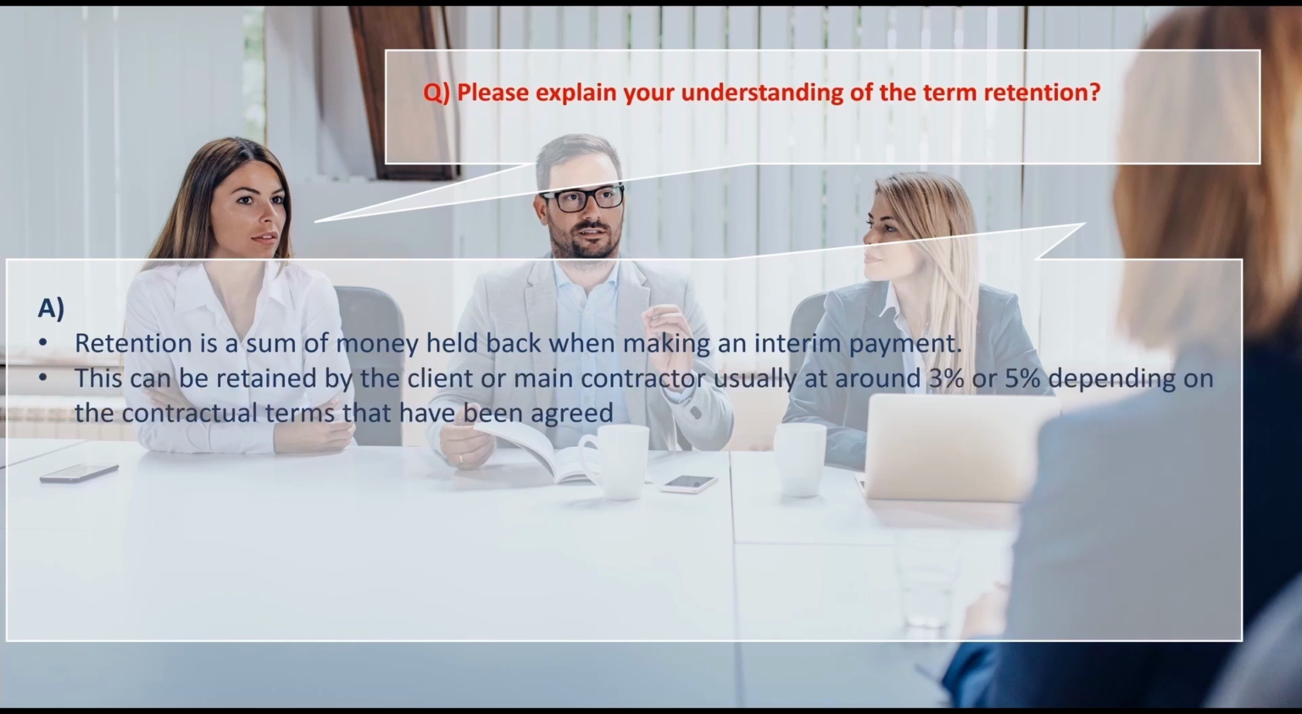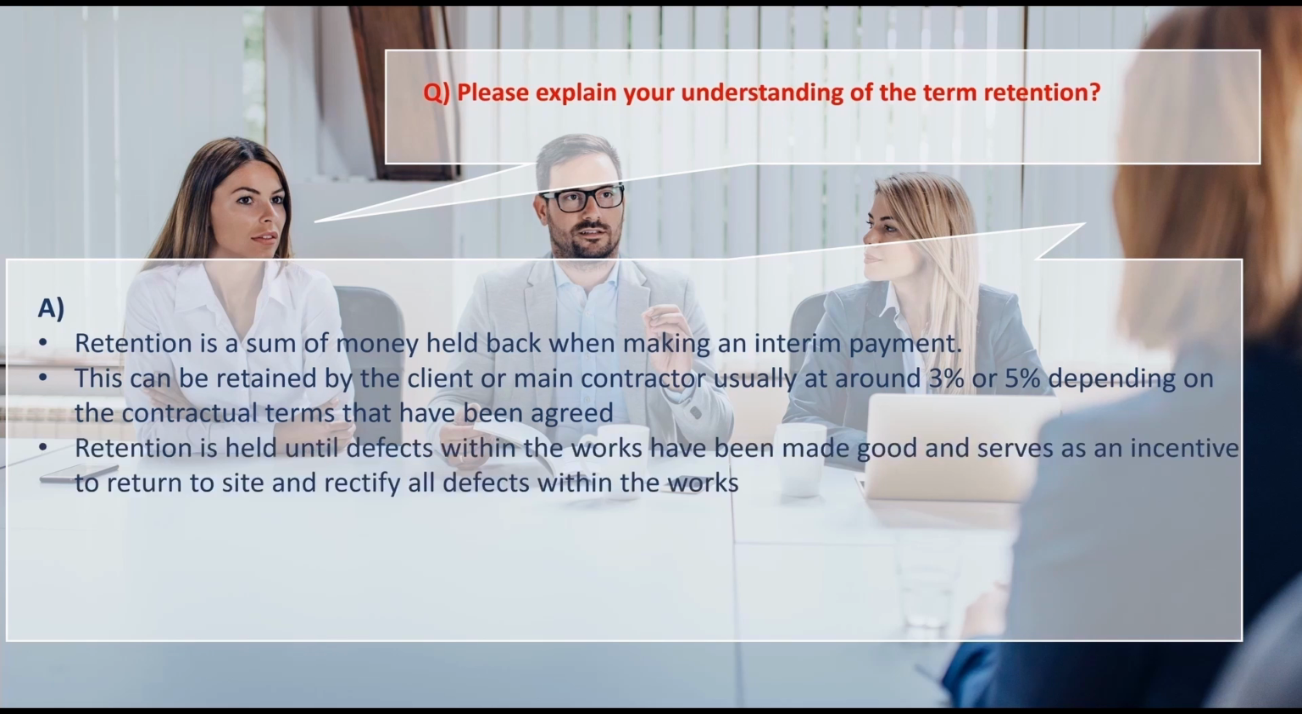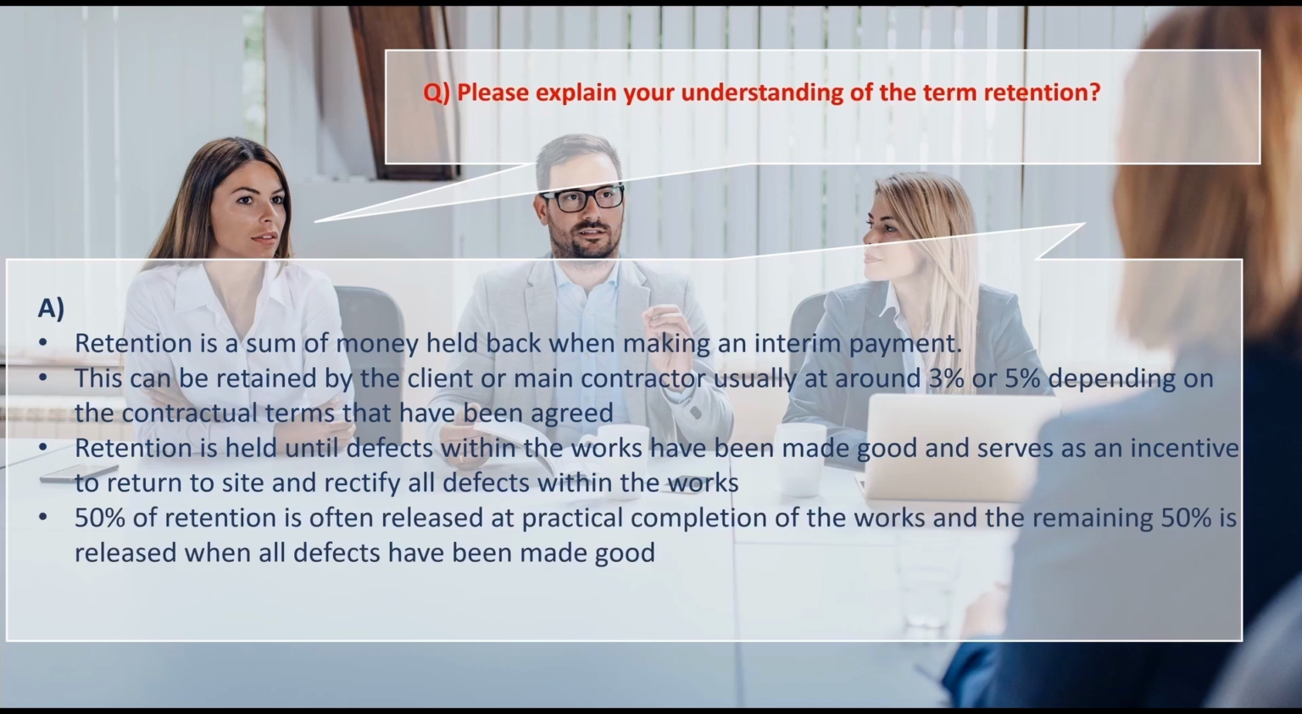This can be retained by the client or main contractor, usually at around 3% or 5%, depending on the contractual terms that have been agreed. We could then go on to say that retention is held until defects within the works have been made good, and this serves as an incentive for the contractor to return to site and rectify all defects within the works. 50% of retention is often released at practical completion of the works, and the remaining 50% is released when all defects have been made good at the end of the defects liability period.